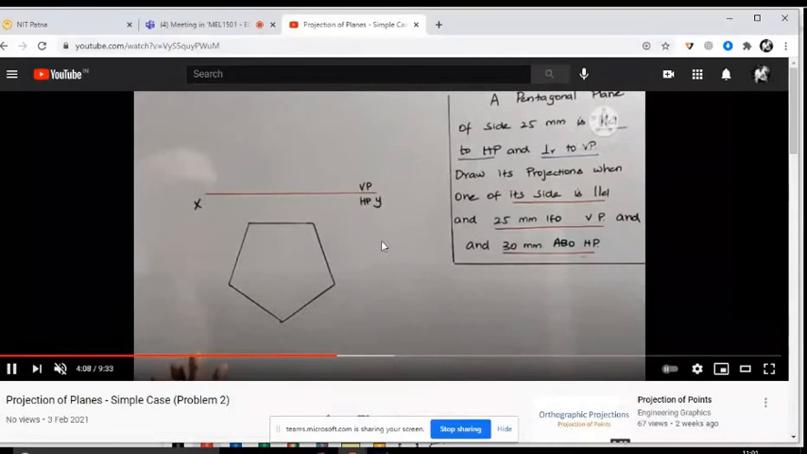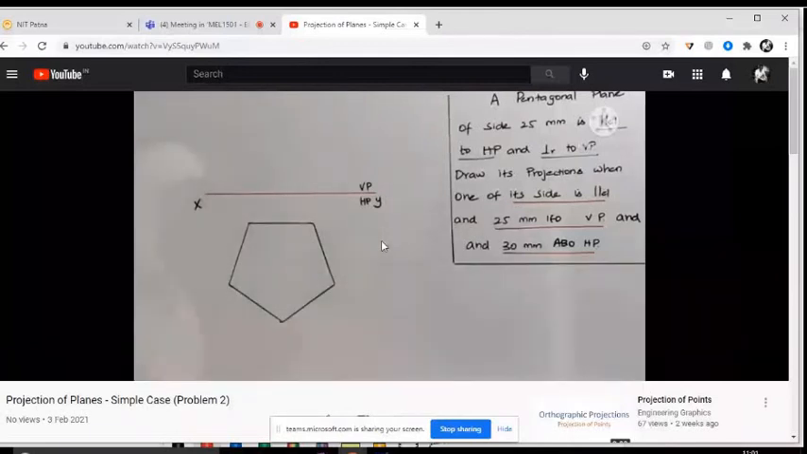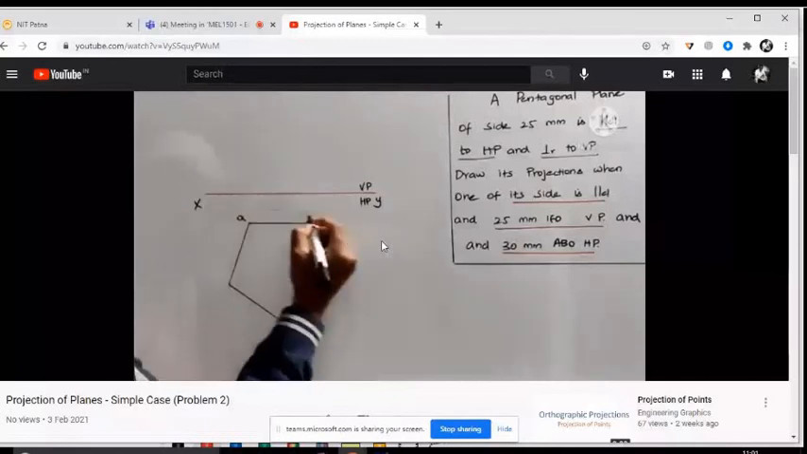So you can use either alphabets or numbers. So if I'm using alphabets, for the top view I should use small letters, and for the front view I should use the dashes of the small letters. Okay.